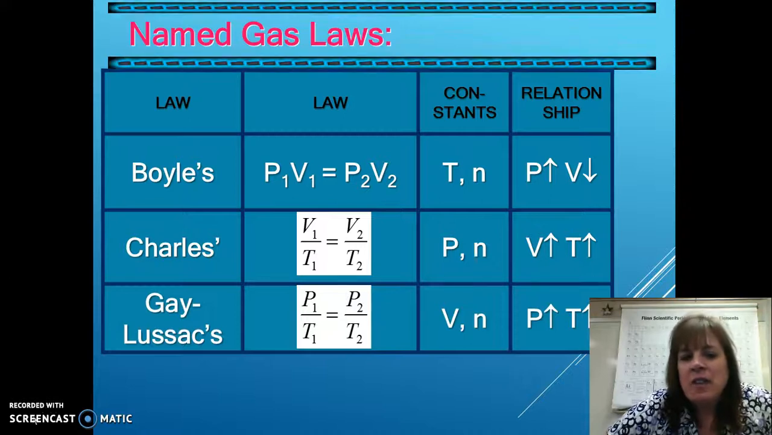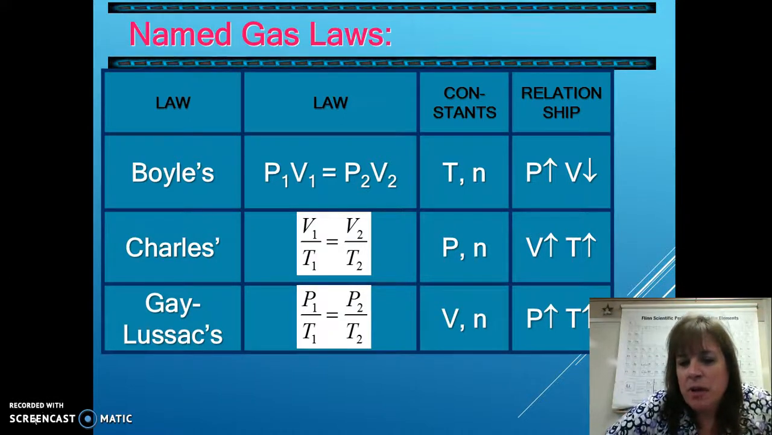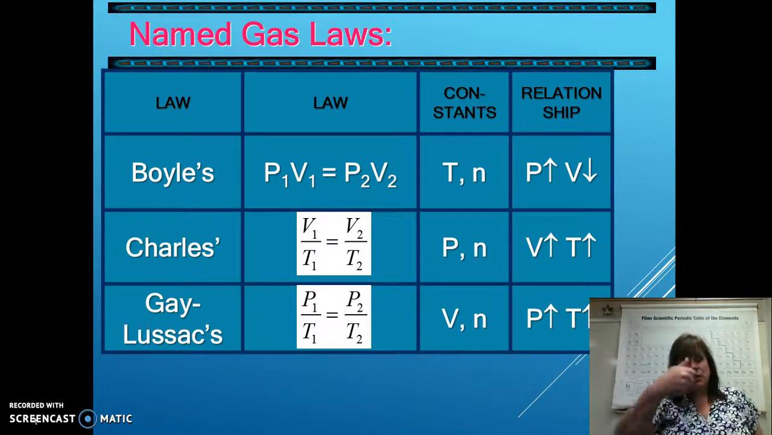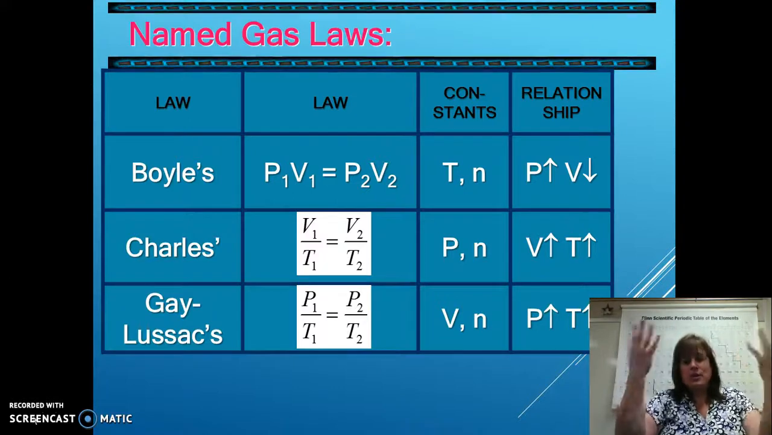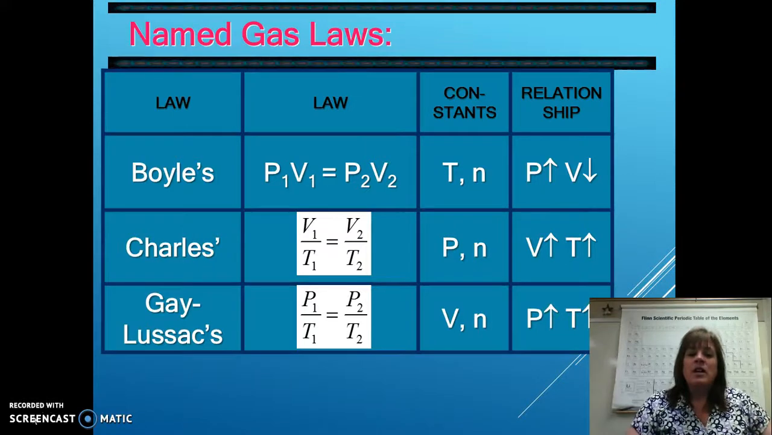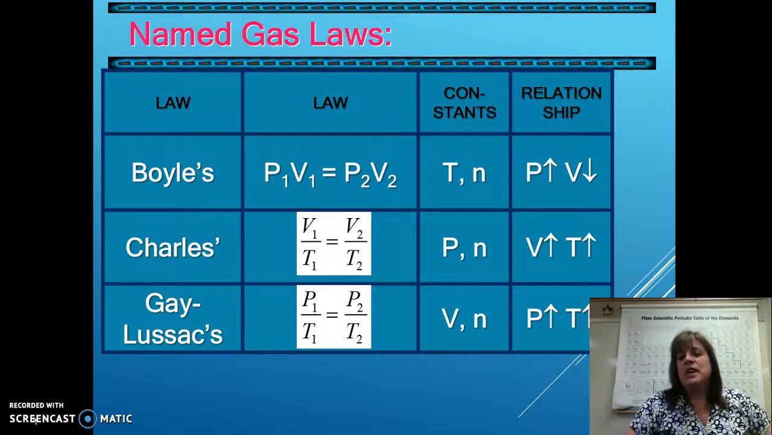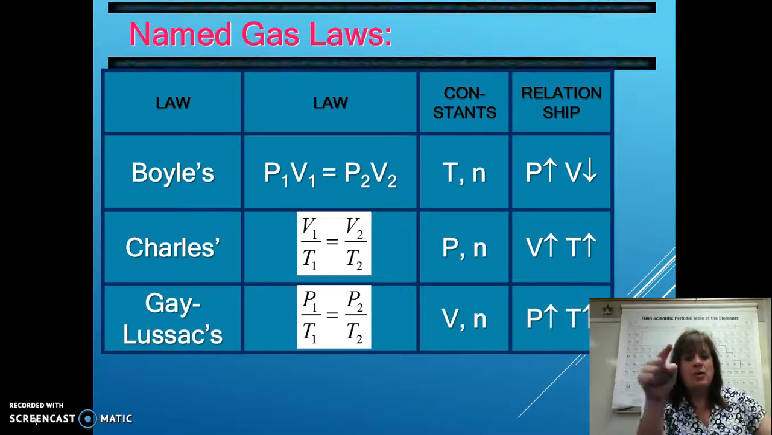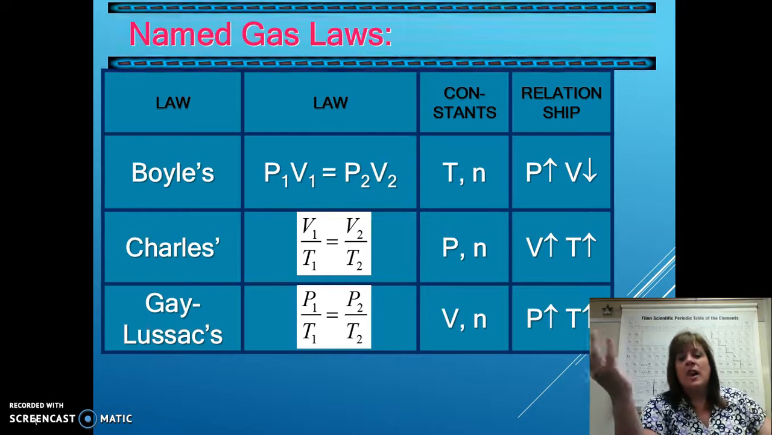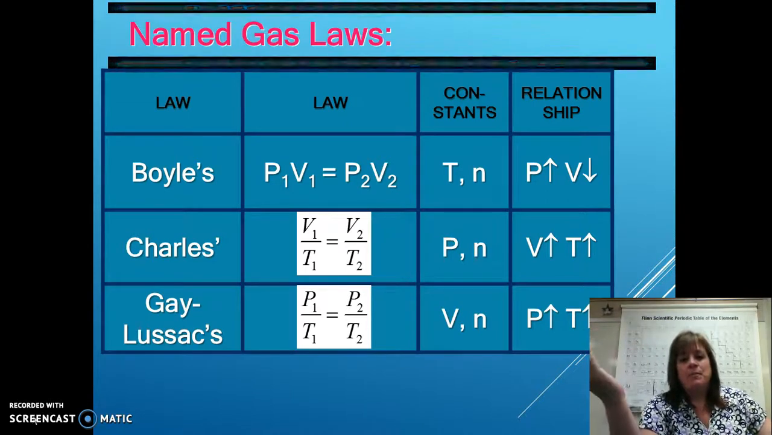Our last law, Gay-Lussac's law. He studied the effect of pressure and temperature, and he found also that this is a direct relationship: as pressure goes up, temperature goes up, or vice versa. Usually we change the temperature. So he found that pressure divided by temperature at one condition is equal to pressure divided by temperature at another condition. And again, that's absolute temperature, temperature in Kelvin. And again, our constants would now be volume and amount.